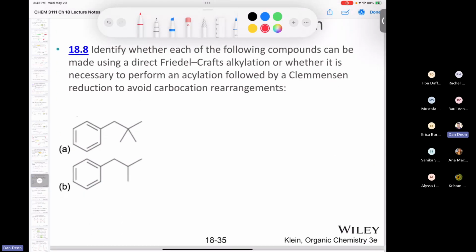question 18.8 just asks us whether each of the following compounds can be made using a Friedel-Crafts alkylation, or whether we should do an acylation followed by a Clemmensen reduction to avoid carbocation rearrangements. All right, so let's take a look at the first one. The first one, and I'll just kind of scribble some ideas here. So we want to add this group to the molecule, okay?